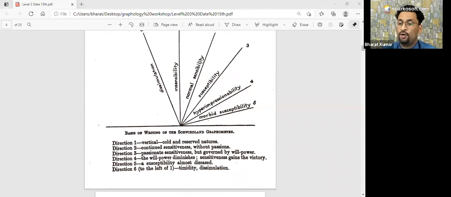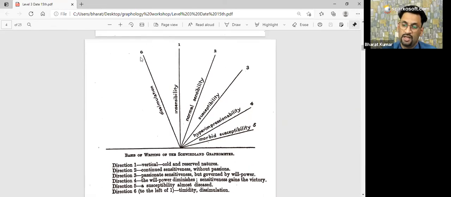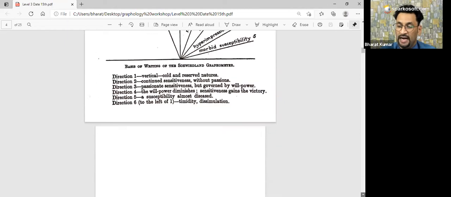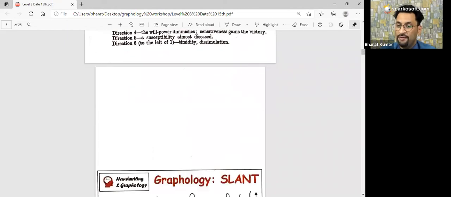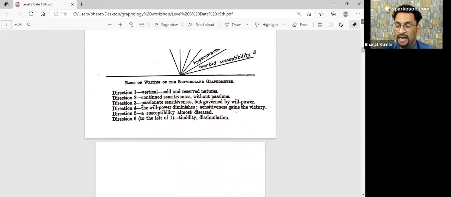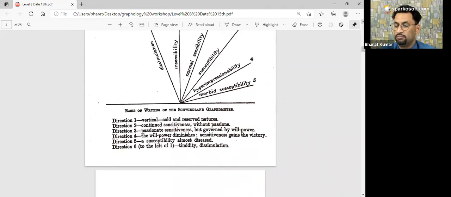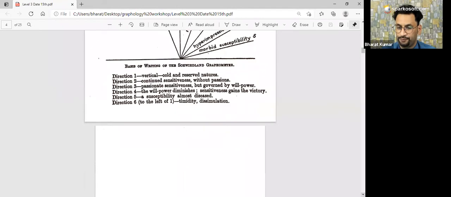In very few cases, you will find a slant in the side of 6 point. That is the dissimulation. So if you have more susceptibility, that is slant 5. And if you have the 6th one, meaning to the left of 1, highly timid and dissimulation. But 5th one, susceptibility almost diseased. They have some issues in their day-to-day life.